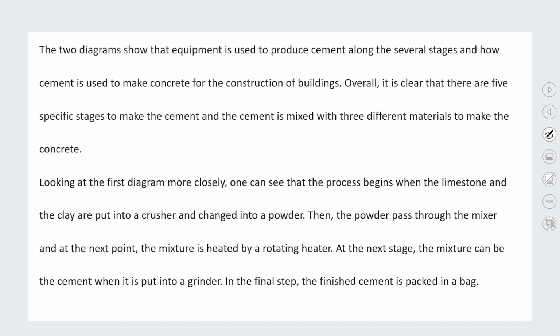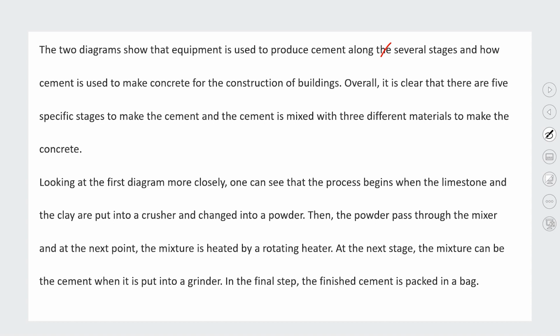So we start off with: the two diagrams show that equipment is used to produce cement along several stages, and how cement is used to make concrete for the construction of buildings. Overall, it is clear that there are five specific stages to make the cement, and the cement is mixed with three different materials to make the concrete.